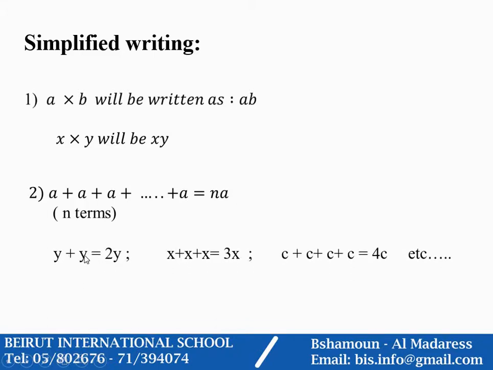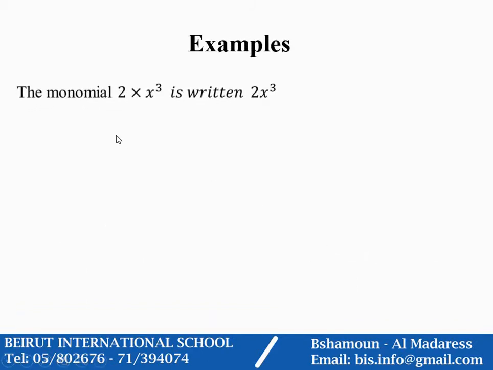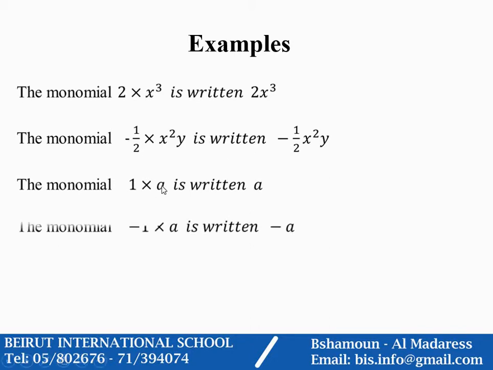Example, y plus y is 2y, because y plus y, 2 times, is 2y. x plus x plus x is 3x, 3 times. c plus c plus c plus c, 4 times, so it's 4c. Examples, the monomial 2 times x cubed is written 2x cubed. Minus half x times x squared y is written minus half x squared y without any multiplication. The monomial 1 times a is written a. The monomial minus 1 times a is written minus a.